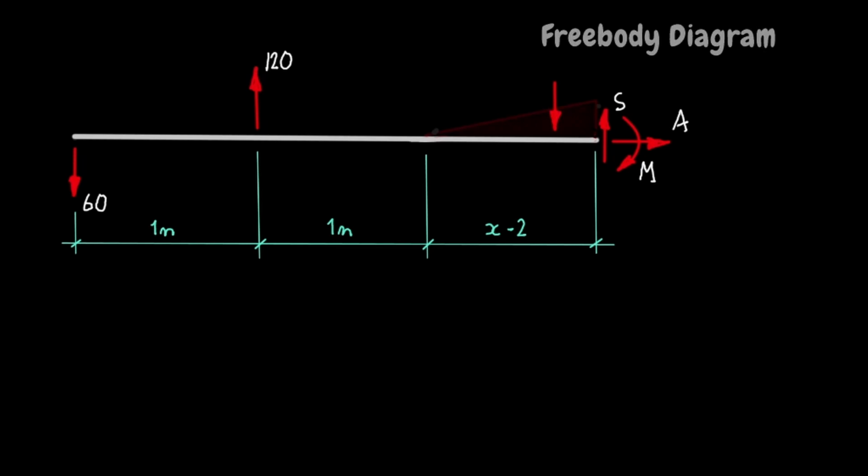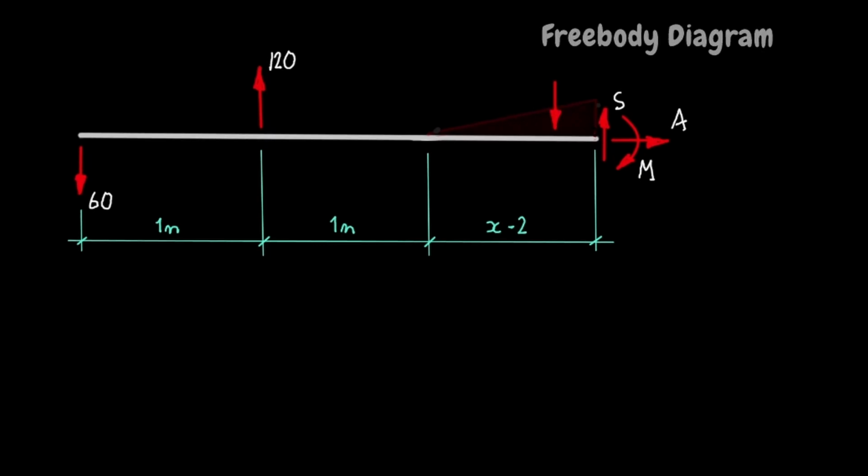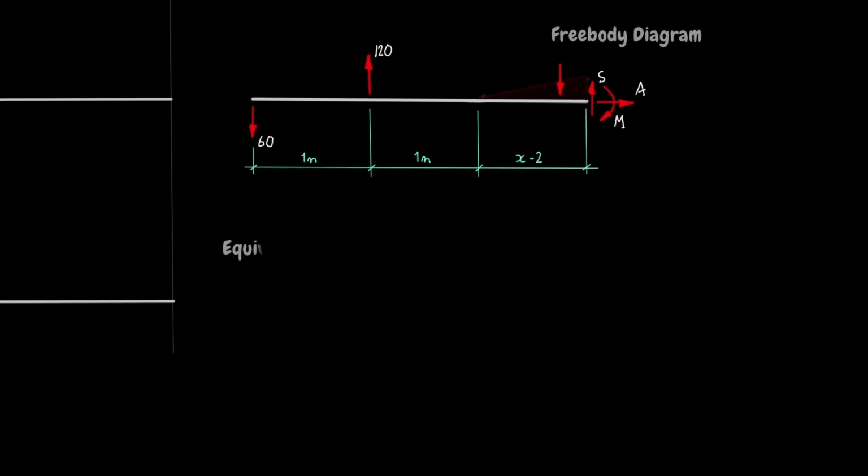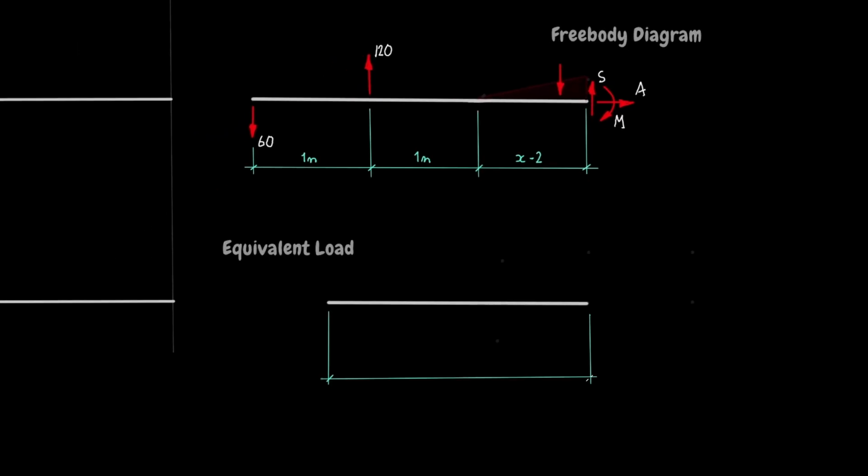To make our work easier, we will draw an enlarged view of the UVL. The load is x minus 2 meters long, and we need to know the intensity of the load at its right hand end.